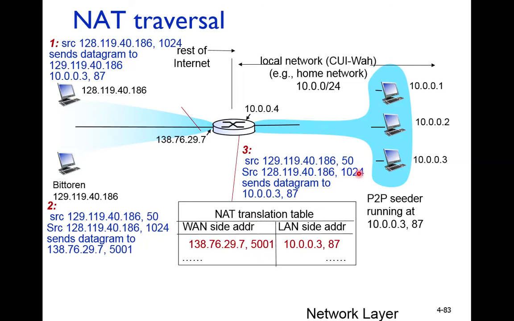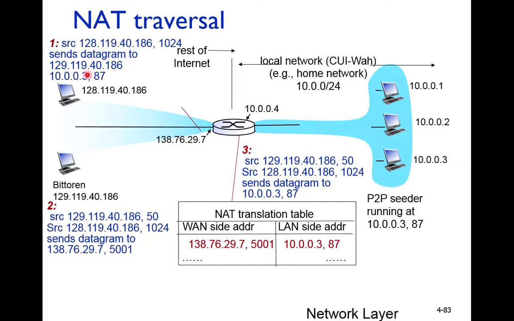So when any machine on the internet starts any P2P application, it first connects with the bootstrapper, the BitTorrent bootstrapper. In this case, this machine has to connect with it first and send the data. When the data is sent, the NAT table will be populated. The entry will be stored.